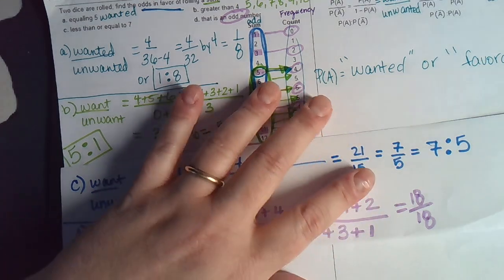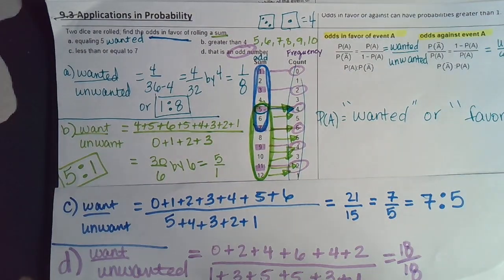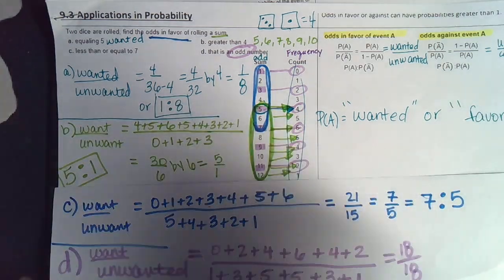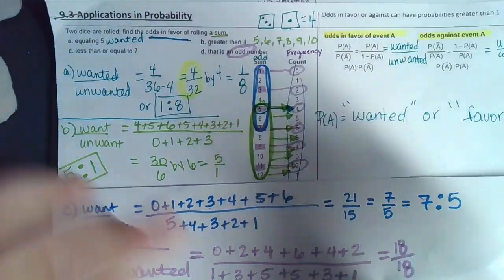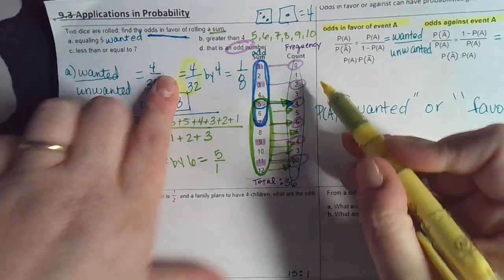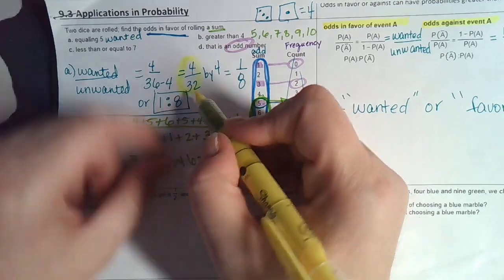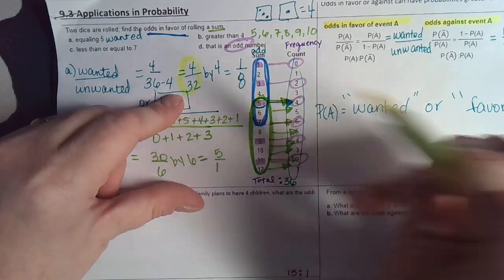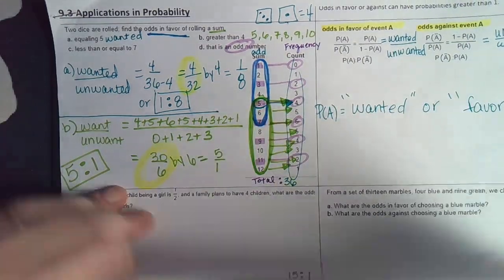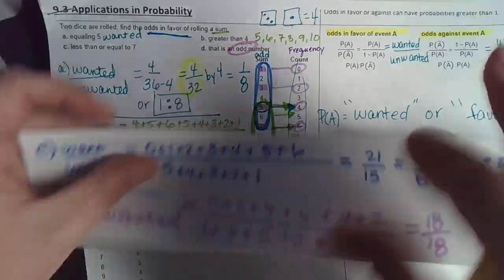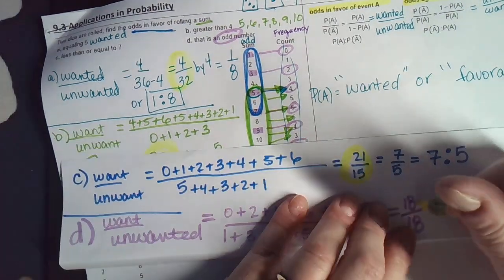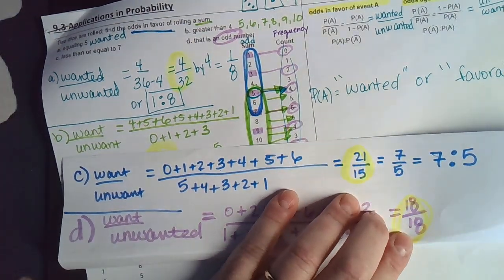And FYI, every time we come up with one of these fractions, the top and the bottom should add up to your total amount of counts. So see how I have 36 counts? In this fraction, 4 plus 32 is 36. In this fraction, 30 plus 6 is 36. In this fraction, 21 and 15 added up to 36. In this fraction, 18 over 18 added up to 36.